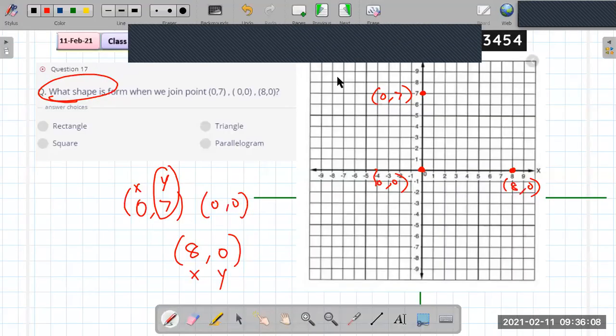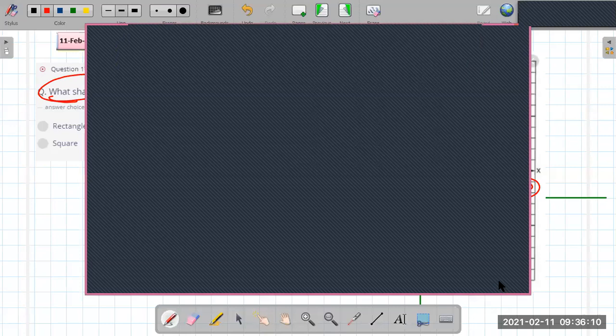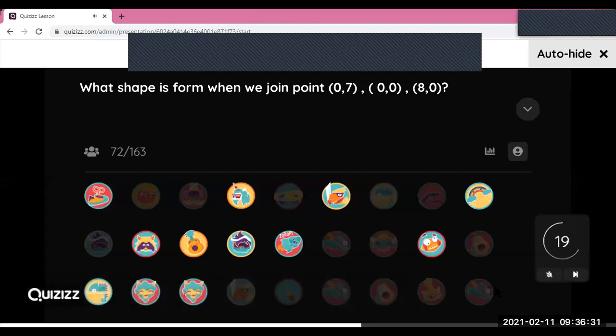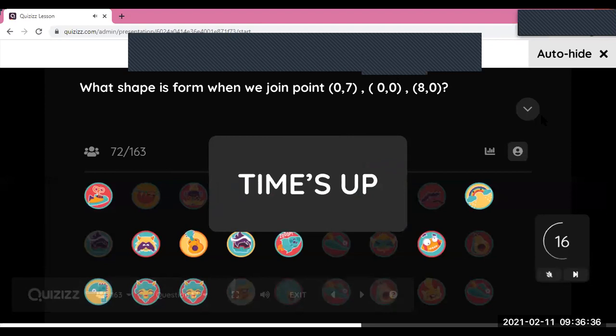Yes, that's the question. What shape is formed when we join these 3 points? Okay, the timer is running. Quickly, students, be quick. This is a very easy question. Joining those 3 points, what will be the answer? Time's up. Fine. Let's see how many of you got it right.